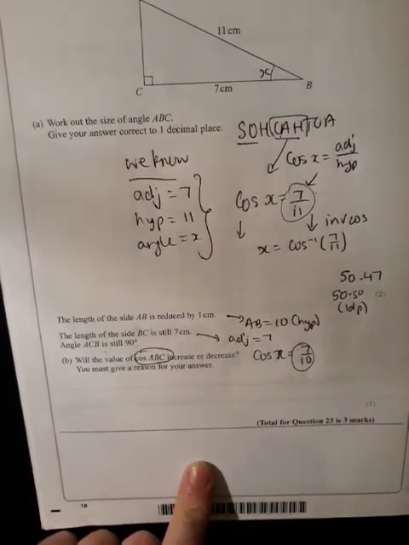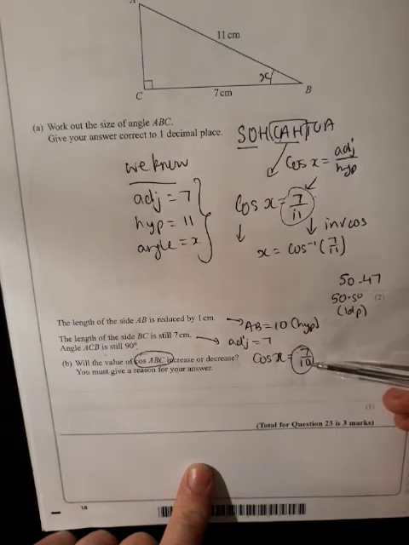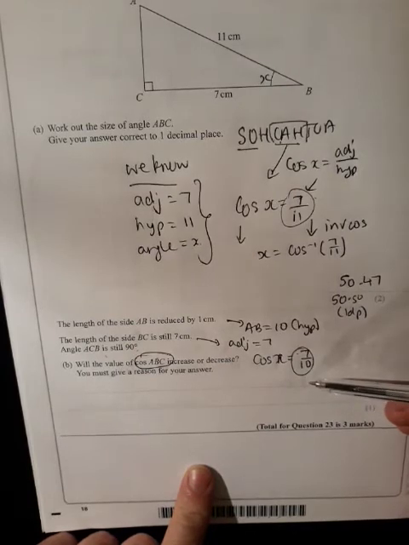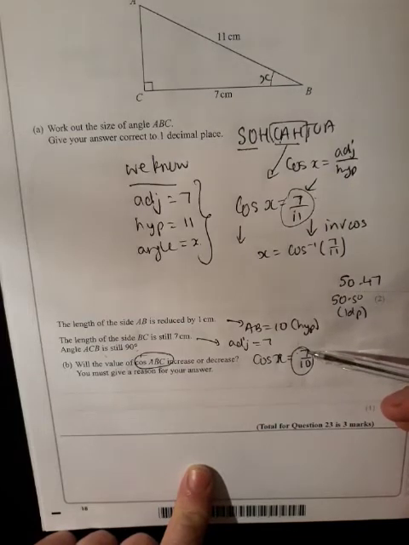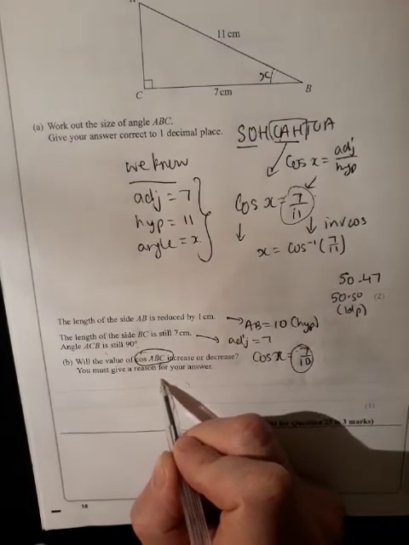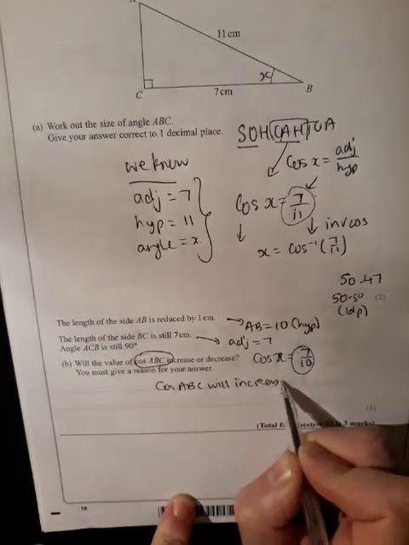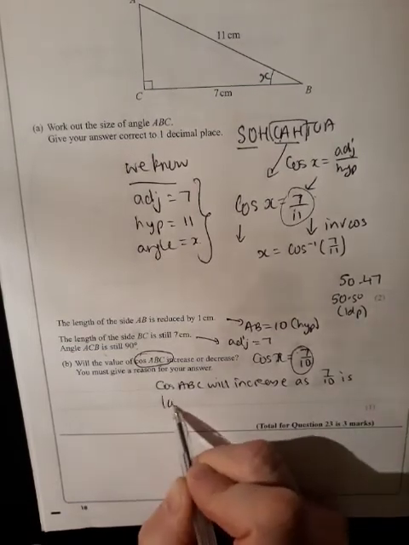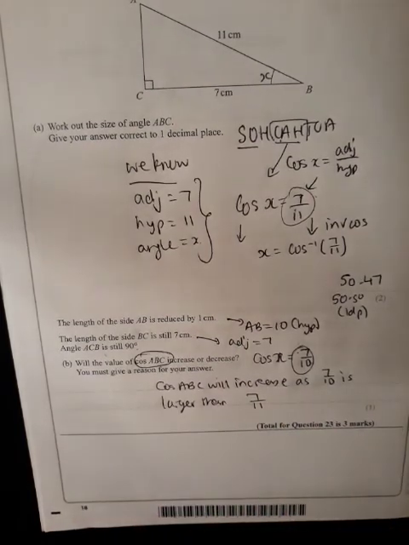Okay, so will the cosine be bigger or smaller? Well, 7 divided by 11 or 7 divided by 10. If you had 7 pizzas and you shared them between 11 people, or if I shared them between 10 people, you're going to get more. It's going to be a bigger slice if you've got 7 pizzas divided by 10. So the answer is cosine ABC will increase as 7 over 10 is larger than 7 over 11. And that will do as an answer for that one.